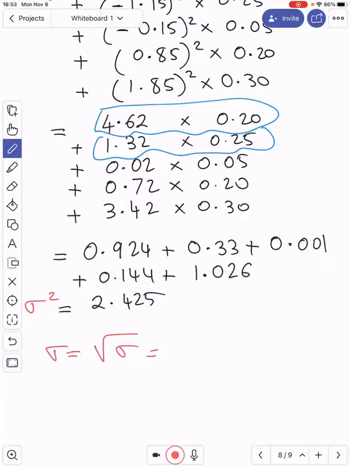So they'll be equal to 1 point, let me see, yes. Sorry, 1 point, this is the square root of 2.425, and that will be equal to 1.55 or 56.